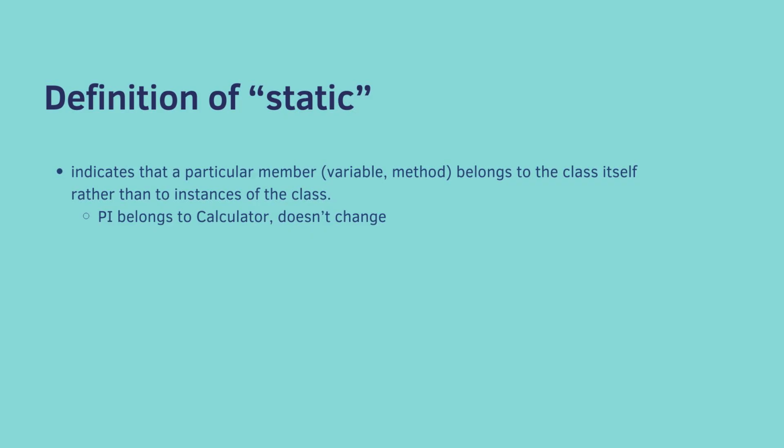Okay, here's the official definition of static. Indicates that a particular member, like a variable or a method, belongs to the class itself rather than to instances of the class. So that's your hint. There's no instance of a class, that's why it's static. Again, pi belongs to the calculator, it doesn't change.